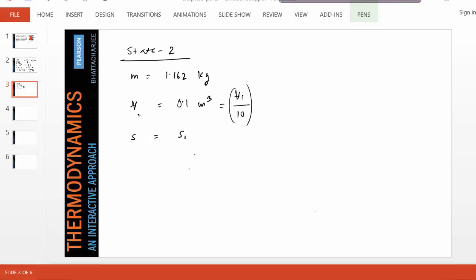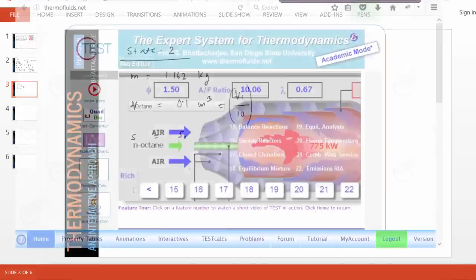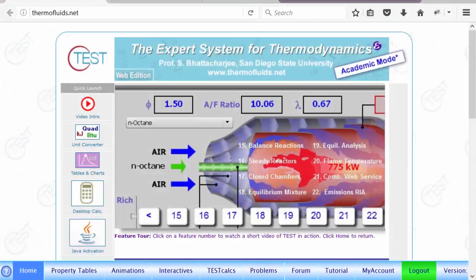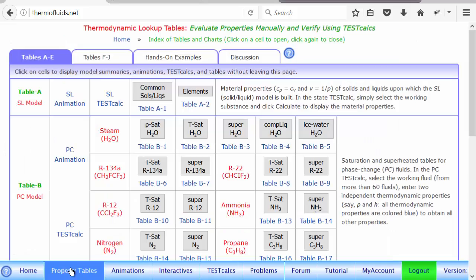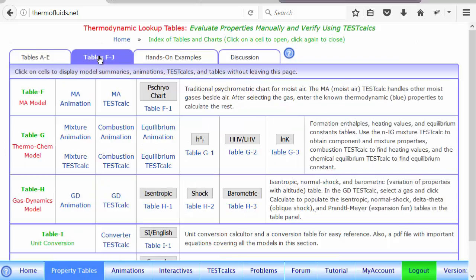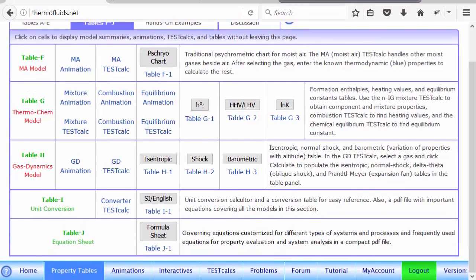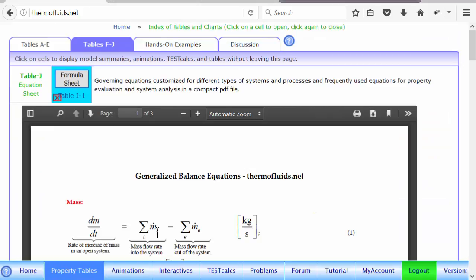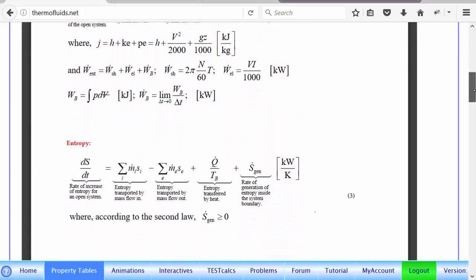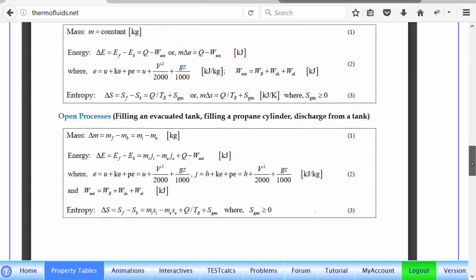Now, for the PG model, if entropy remains constant, if you go to your formula sheet, let me just go to test and tell you what I mean by that. If you go to property tables, table J has all your formulas that you ever need. So open up, this is table J. If we click there, it brings up a PDF file. I suggest you print that out. It has all the governing equations for different kinds of systems.